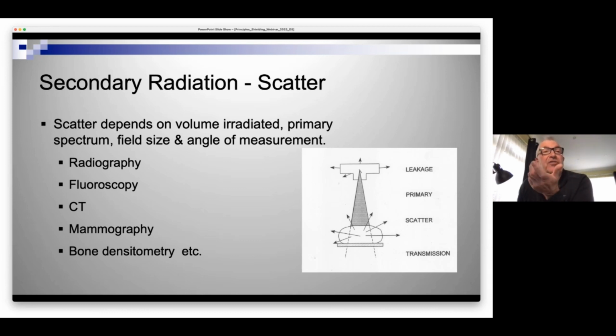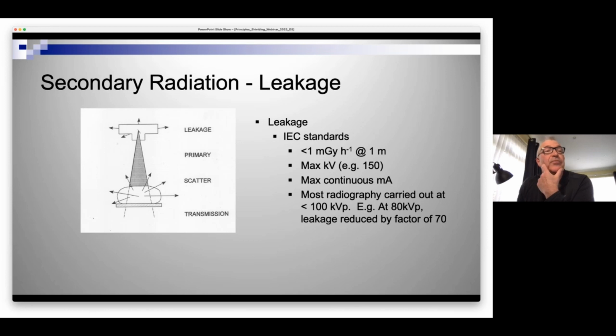Secondary radiation, however, is of interest in every modality: radiography, fluoroscopy, CT, mammography, etc. Because scattered radiation is everywhere. Scattered radiation is the primary cause of radiation to members of staff, also, as you know. Scatter depends on the volume irradiated, the primary spectrum, the field size, angle of measurement. It's quite complex. We also have to consider, as I said, leakage.